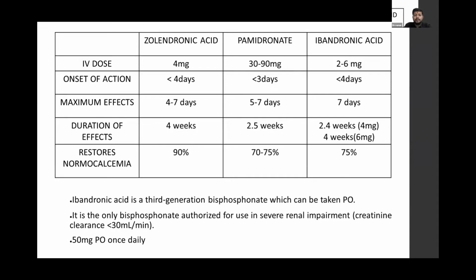And ibandronic acid is used as 2 to 6 milligrams IV, onset of action less than 4 days, and maximum effect achieved within 7 days, and duration of effect is 2.4 weeks for the 4 milligram and 4 weeks for the 6 milligram.